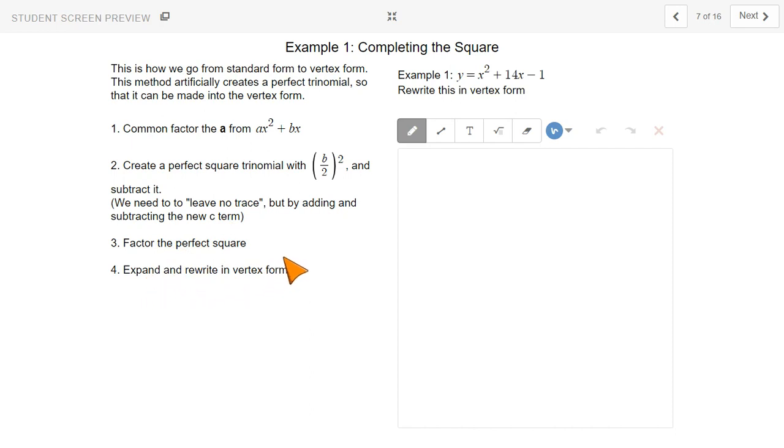So this might be a little confusing at first. Let's do an example to try to make this a little more clear. So for us to write this in vertex form, we need to first introduce a c term that would create a perfect square trinomial.